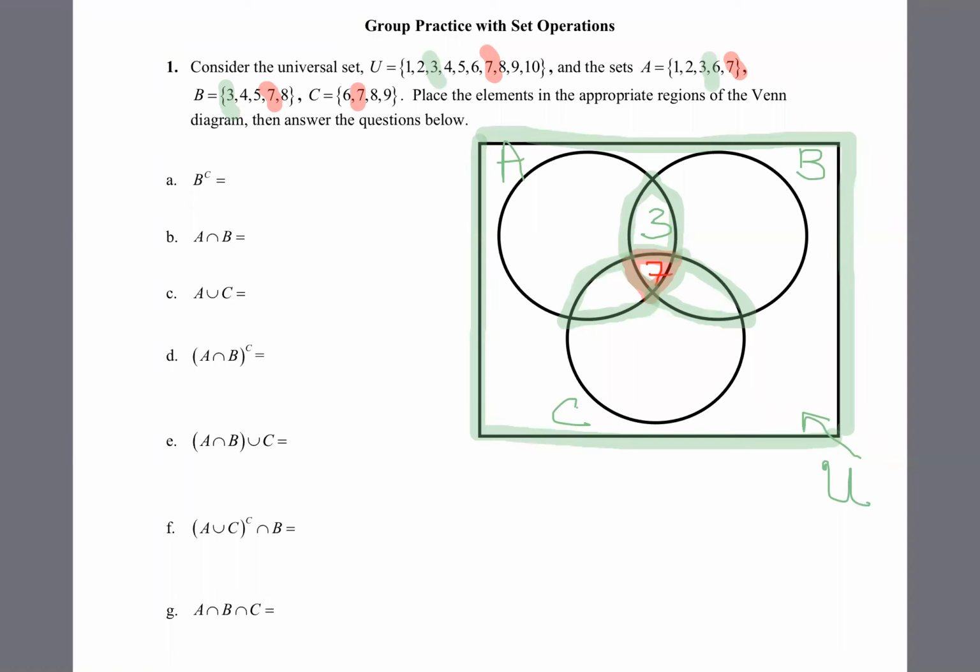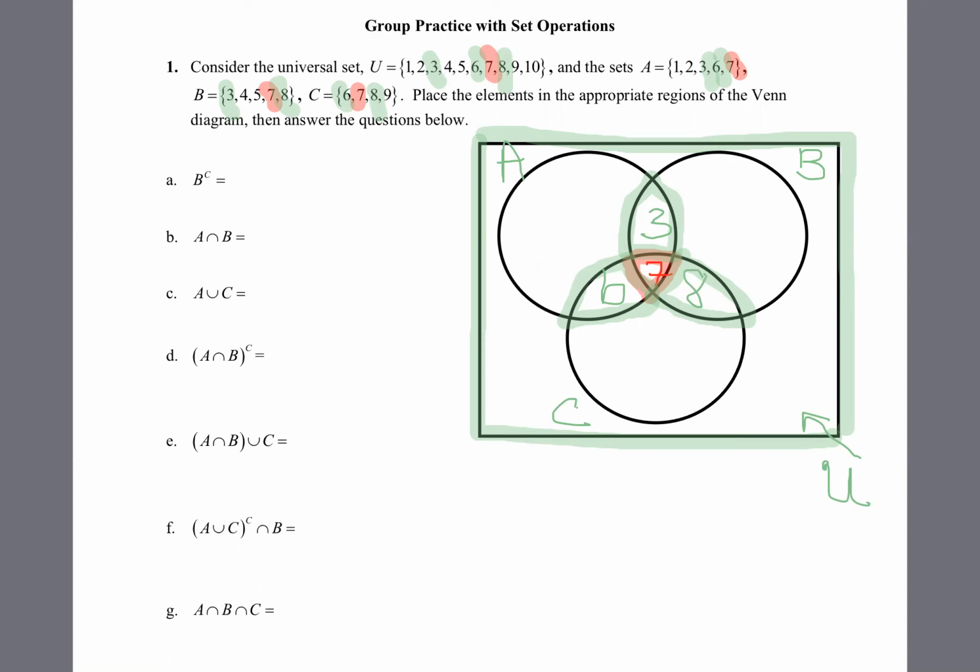And then let's see if we do A with C. They have a 6 in common. So I'll put that there. And then we'll take a look at what B and C have in common. They have an 8 in common. And I'm crossing out as I go. But again, the method you use here is completely up to you. So I have the 3, the 6, the 7, the 8.